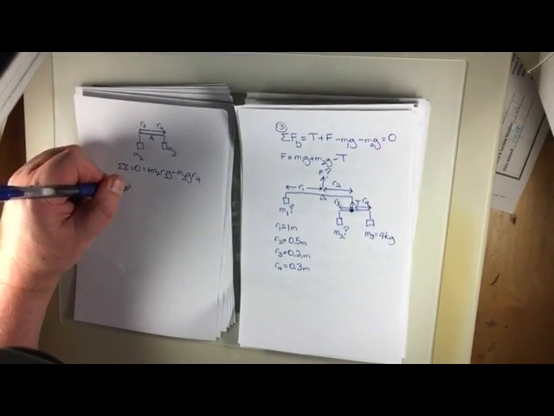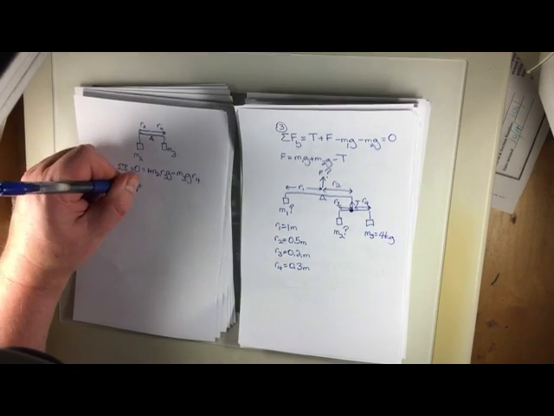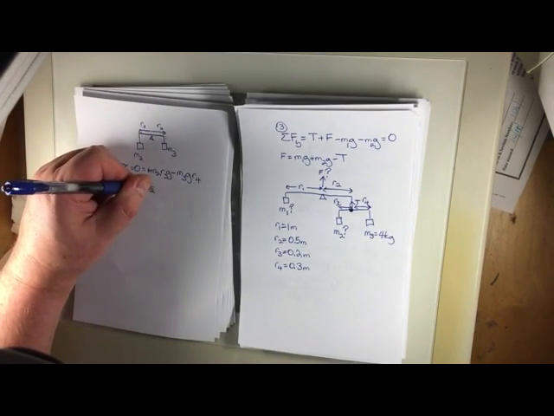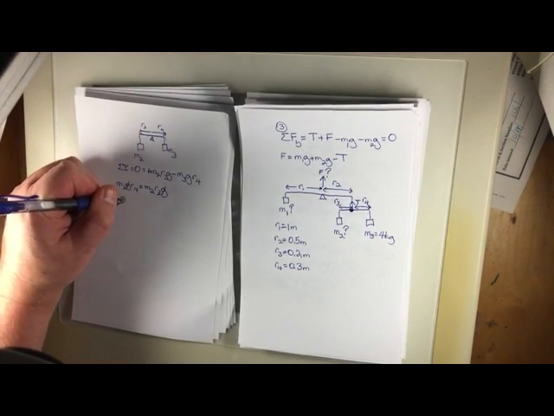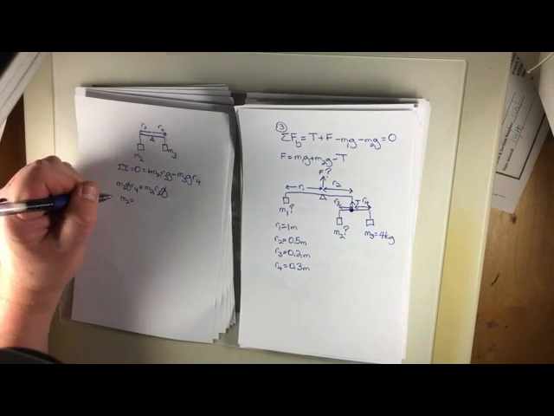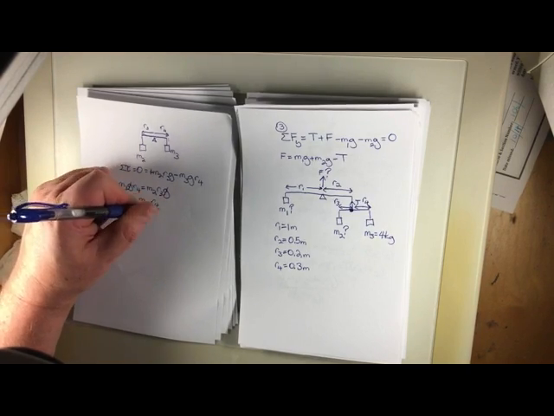So M3GR4 is equal to M2R3G. The G's cancel. And I'm left with M2 is equal to M3R4 over R3. And now we have what M2 is.